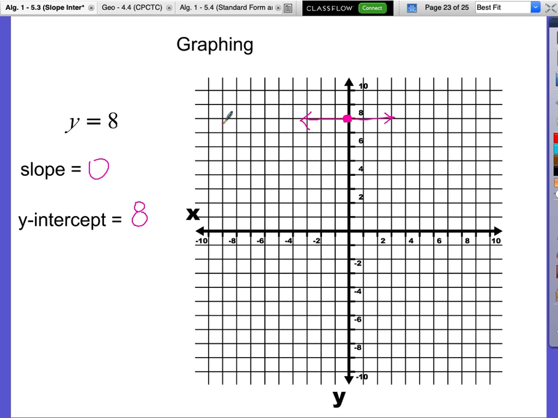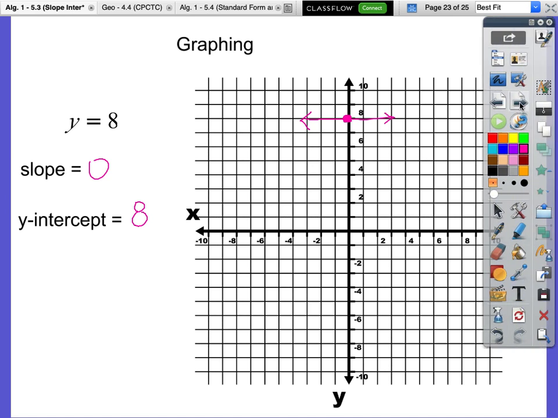Question on this one. Go ahead and do this one, please.